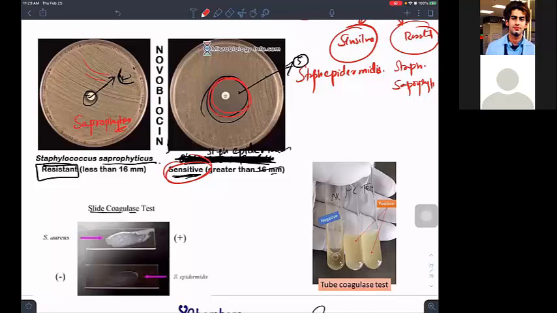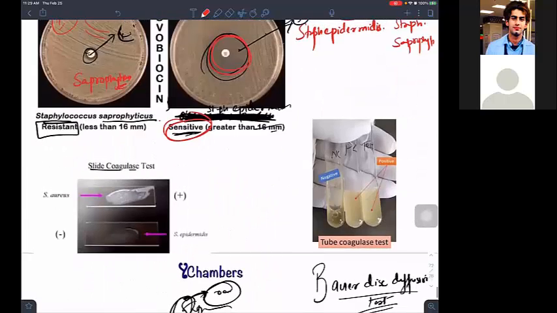Whereas in this first one, you see there is no zone of inhibition. You can't appreciate anything getting inhibited; the colonies are still the same, growing, not getting affected. So what we see is novobiocin resistance, and saprophyticus shows novobiocin resistance. And I taught you the trick to remember this. Since you have two bacteria in hand, epidermidis and saprophyticus, saprophyticus has S, but it is not novobiocin sensitive. It is resistant.